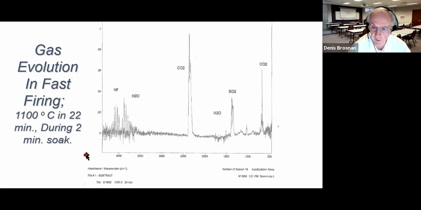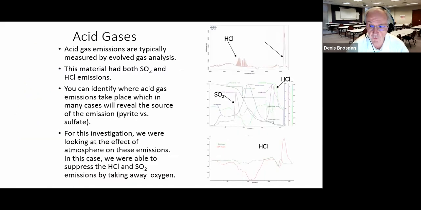This is by that coupled thermal analysis instrument, so we can pick up water vapor, CO2, we can pick up SO2. So we see that in firing. Here's another representation of the acid gases, including the HCl. It was picked up by the infrared spectroscopy instrument in a couple of different cases. So we do have these gases evolved in firing.